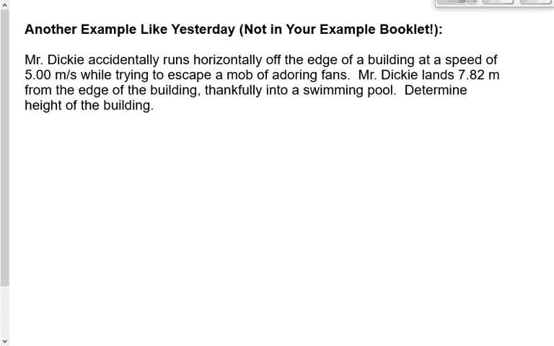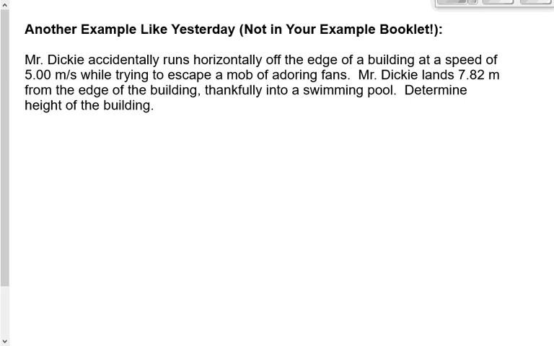This one says, Mr. Dickie accidentally runs horizontally off of a building at a speed of 5 meters per second while trying to escape a mob of adoring fans. Mr. Dickie lands 7.82 meters from the edge of the building, thankfully in a swimming pool. I'm okay, don't worry. Determine the height of the building.